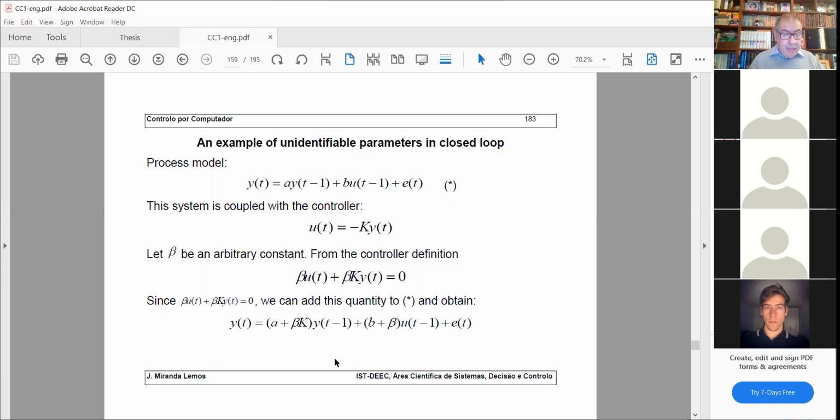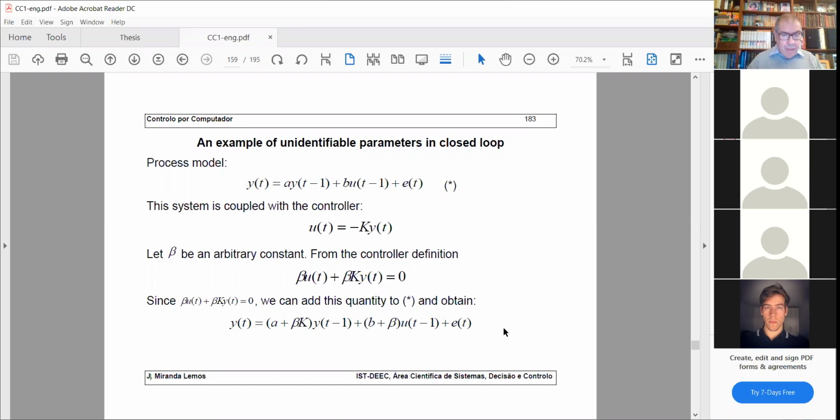So from here, you see that your model satisfies not only the open loop model. If you have pairs of Y and U, you have a record of values for U and Y that satisfy not only the open loop model, but also this family of models. And whatever beta you place here, you get a different model.